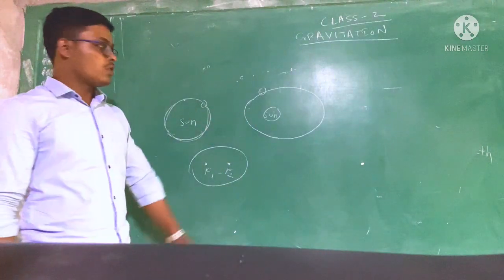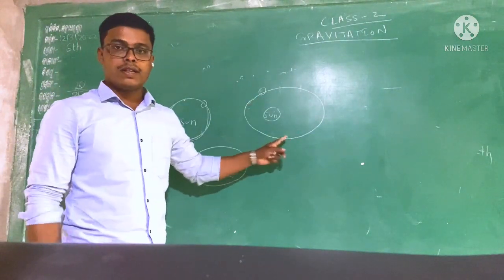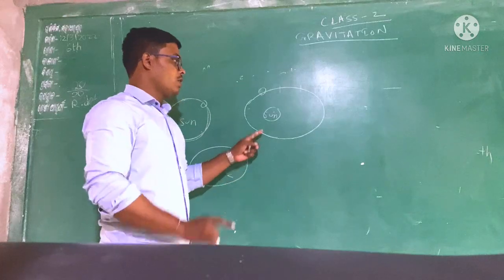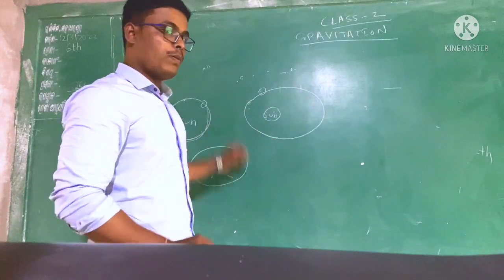So the first law is: Earth revolves around the Sun in an elliptical path where the Sun is situated at one of the foci.